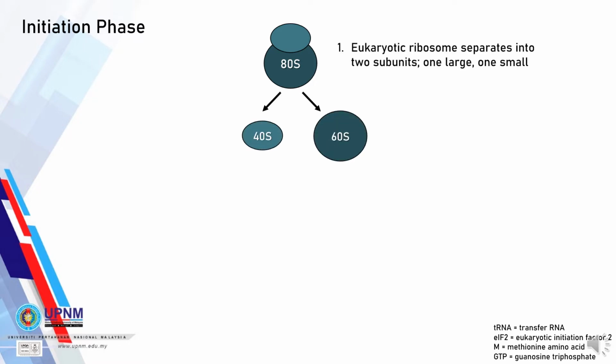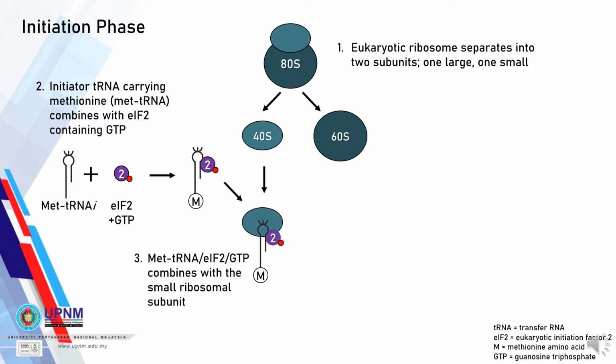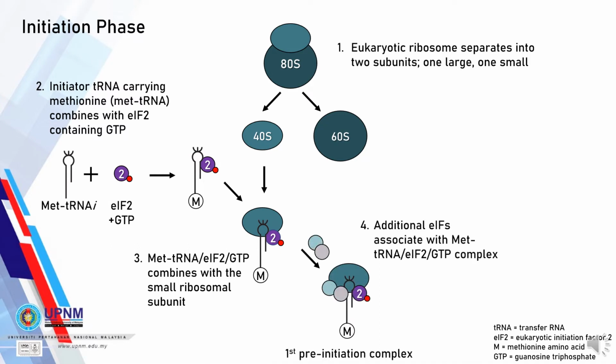40S. The initiator tRNA that carries methionine, or Met-tRNA, will combine with eukaryotic initiation factor 2, or eIF2, that is bound to GTP. Together, Met-tRNA, eIF2, and GTP associate with the small ribosomal subunit, the 40S. Addition of other eukaryotic initiation factors will form the first pre-initiation complex.